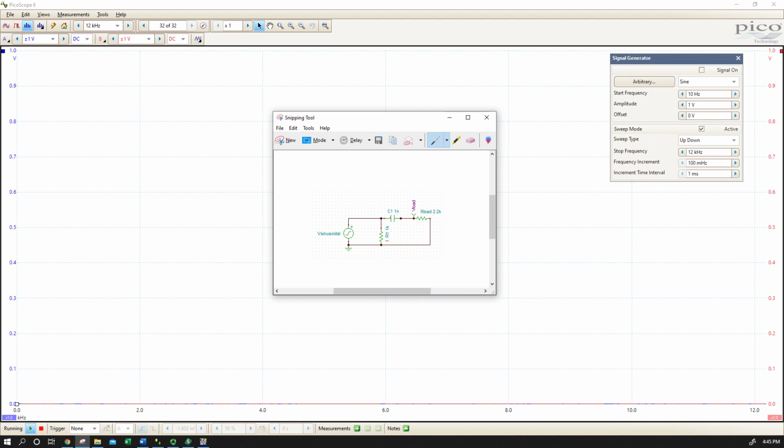But as my frequency sweeps up, I should drop less and less voltage over this capacitor, and I should see more current flowing through that branch. My load resistor should see proportionately a higher and higher fraction of the total circuit voltage.